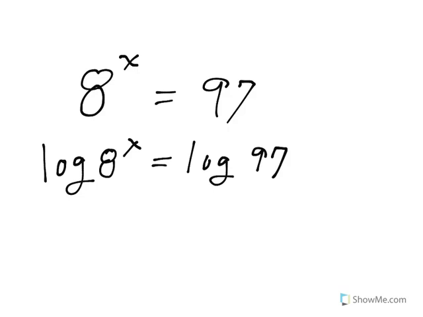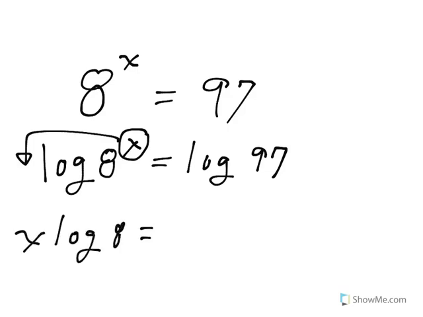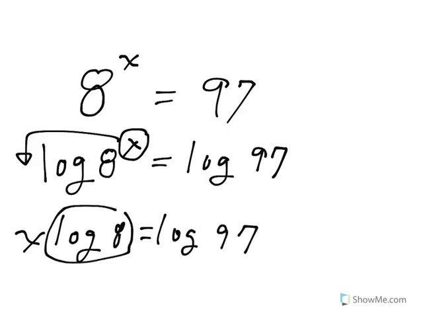Now, this looks like it made it more complicated, but it's actually going to make it solvable, because now I can bring this exponent, using that log rule, down so that it's on the same level as the log 8. Now this log 8 is just a number. It's some number less than 1. It's what you would have to raise 10 to, to become 8. It's some number.